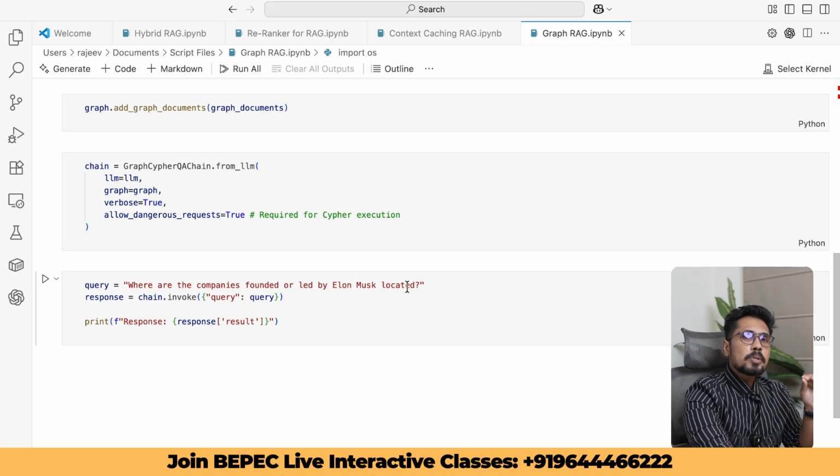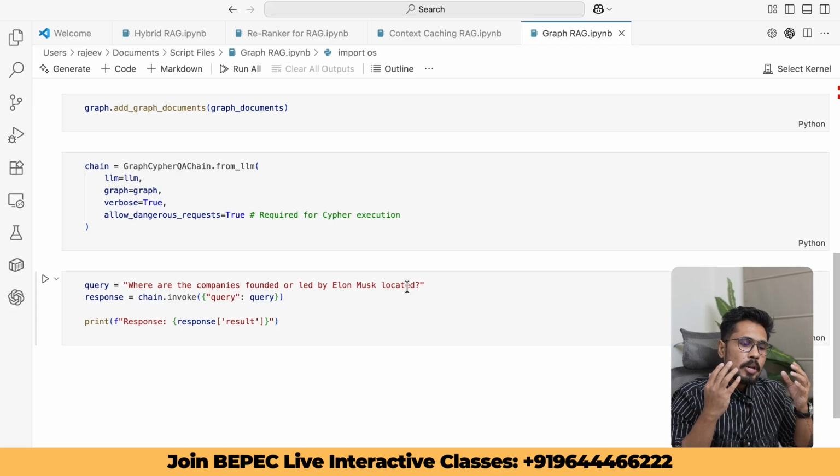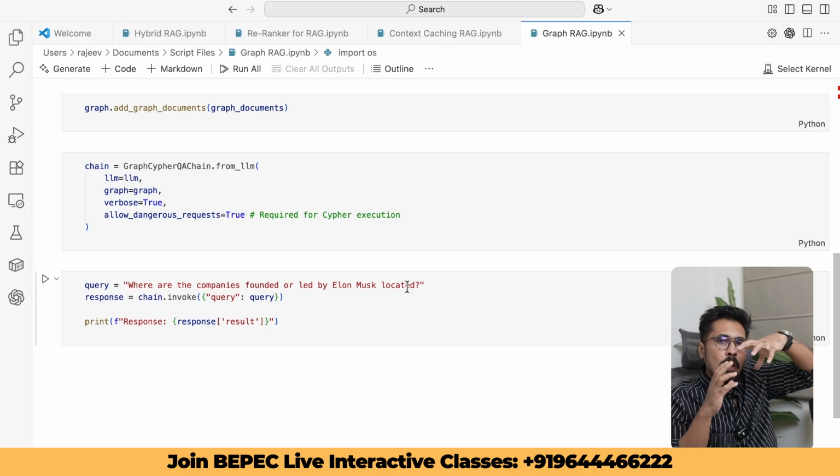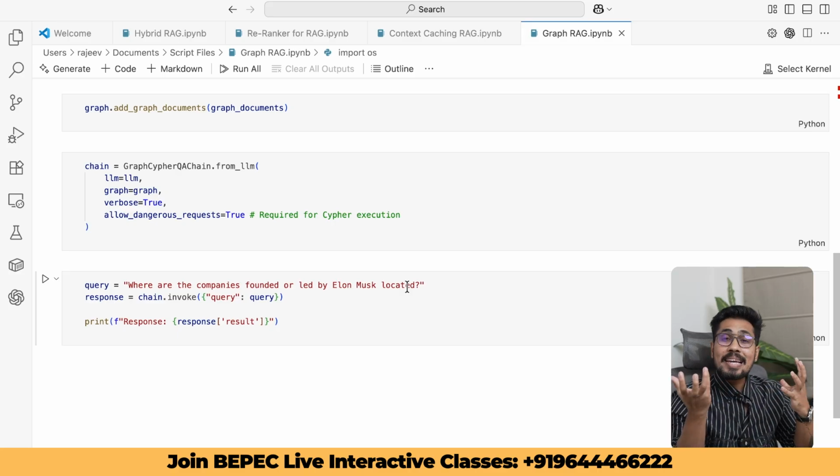Now, in order to give this response, it is not just in one document. So it is related, or it needs a graph, or we can call it a knowledge graph. So it's basically a knowledge graph: Elon Musk, what companies he's founded, and what are the locations of each one. It's more like a graph structure.